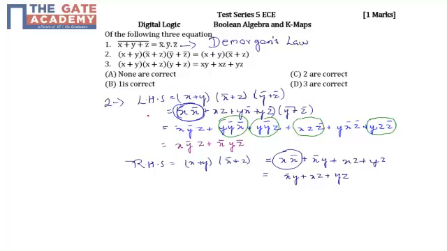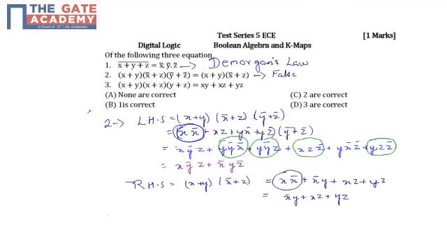So from this it is directly clear that LHS is not equal to RHS. So this is, I will say over here, false or incorrect. Fine. So moving further, checking the final one, that is the third one. Okay, let us write the third one.